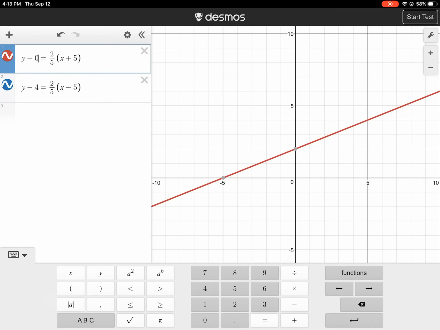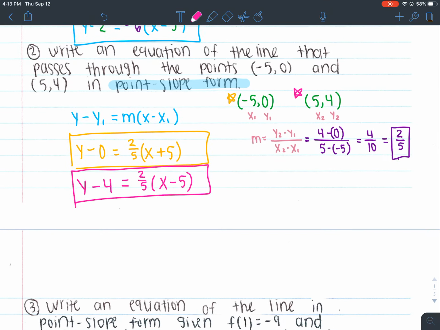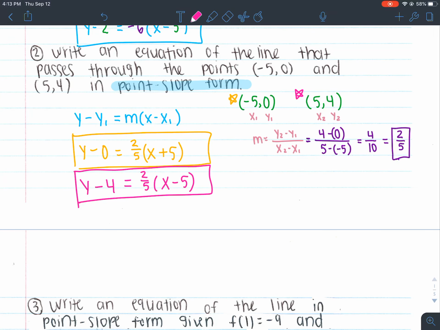I want you to look at these two lines as I tap back and forth. What do you notice? They're exactly the same line. Their slopes are the same. However, their points are different, but it doesn't matter. I can use any point on my graph. So, it does not matter what point you choose. Okay? I just need one.